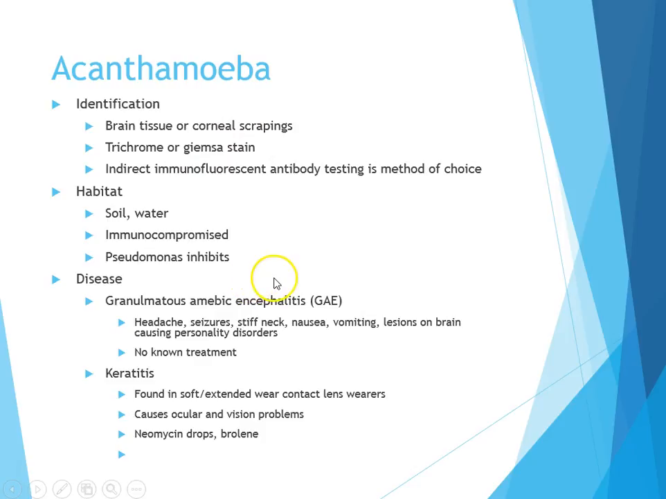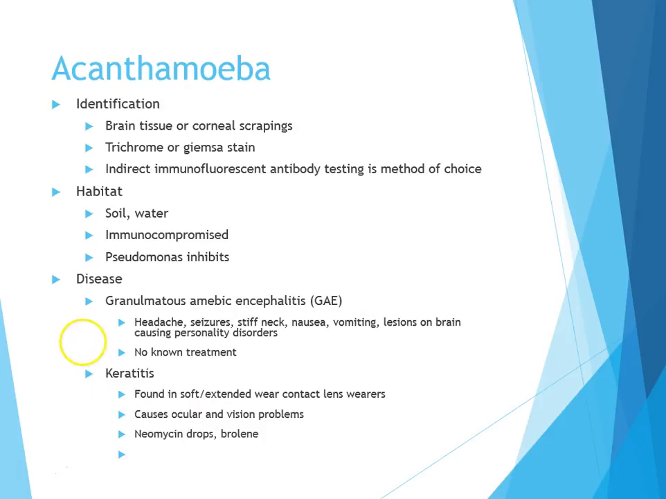The disease can cause granulomatous amebic encephalitis. The patient has meningitis symptoms. It can cause lesions on the brain that cause personality disorders. There's no known treatment for the encephalitis infection. There is for the keratitis.